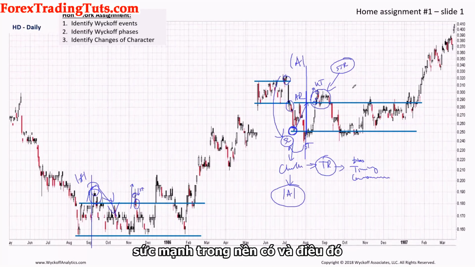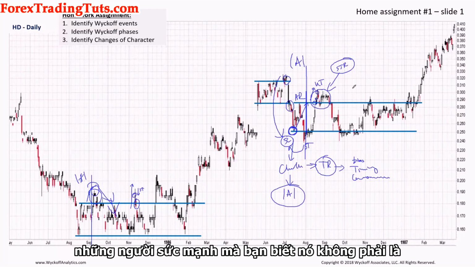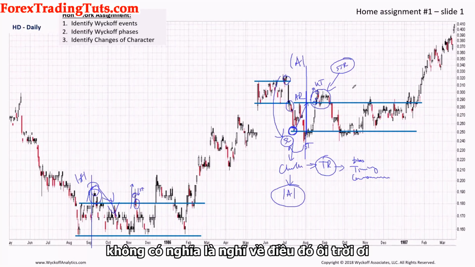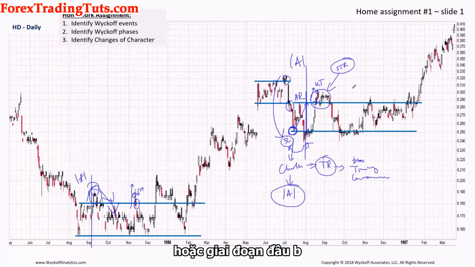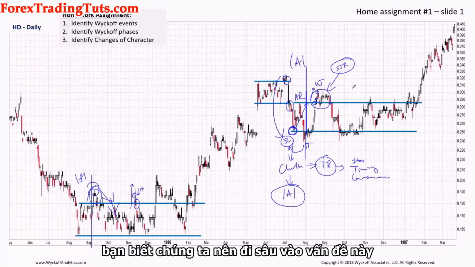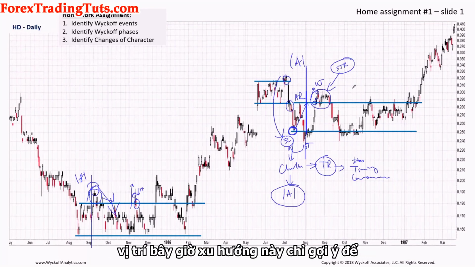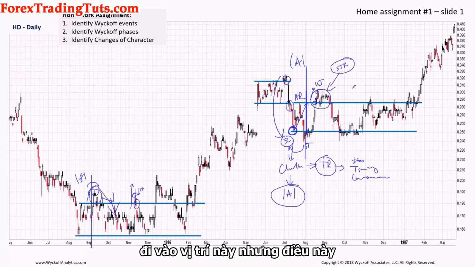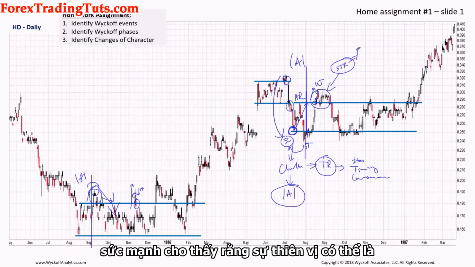Strength in the background. Yeah, and that strength, guys, is not indicative of the timing. By no means think, oh my gosh, there's strength in early phase A or early phase B, we should go into this position. No, this strength just suggests to you that this is a reaccumulation, but it doesn't suggest the timing. The phase analysis is going to suggest the timing as to when we should go into this position. But this strength suggests that the bias could be to the upside.